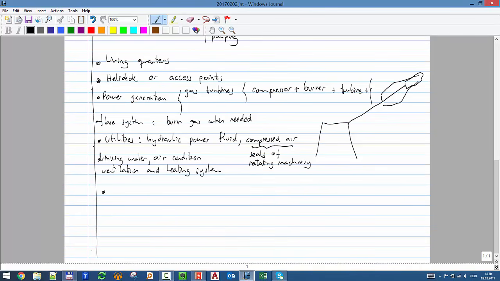What else? I showed you on Tuesday, if we have dry trees, then we need a place to put all of those trees. That's what we call a well bay, where we have all the Christmas trees. On top of it, we usually have the drilling tower. In the well bay, we also have the production manifolds.